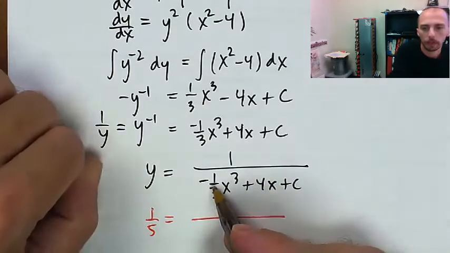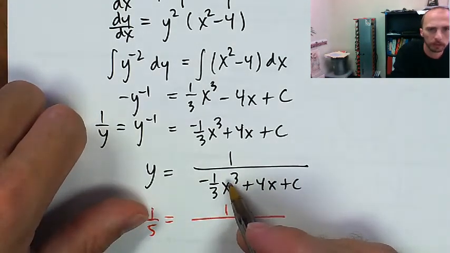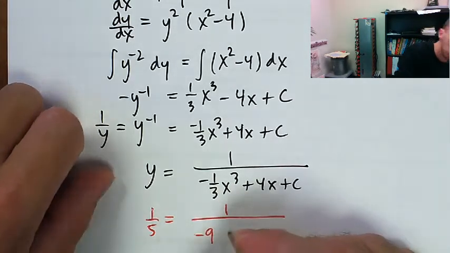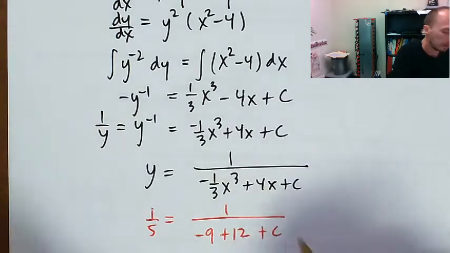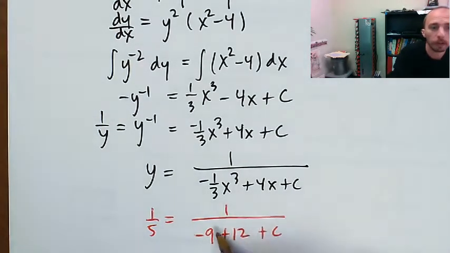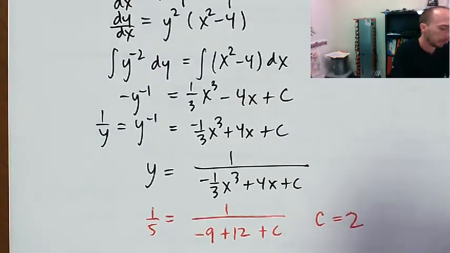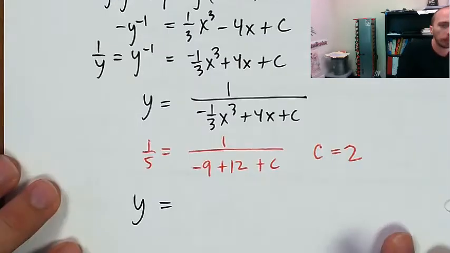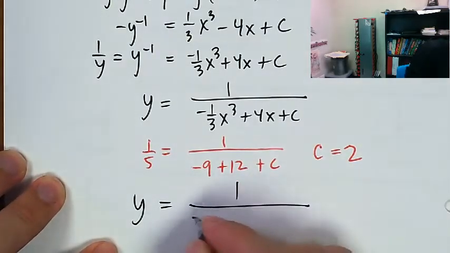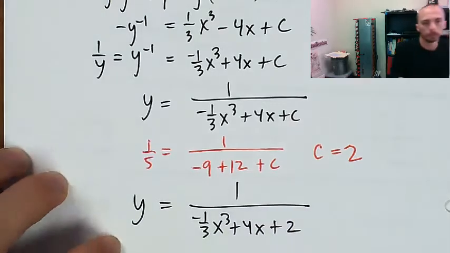Okay, negative 1/3 of 3 to the third is going to be negative 1/3 of 27, negative 9. Plus 4 times 3 is 12, plus c. So really I just need a 5 in that denominator, so I've got 3 plus c equals 5, that means c equals 2, right? So I've got y equaling 1 over negative 1/3 x to the third plus 4x plus 2.